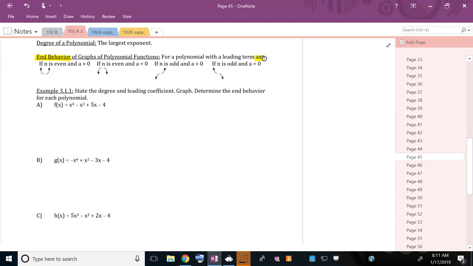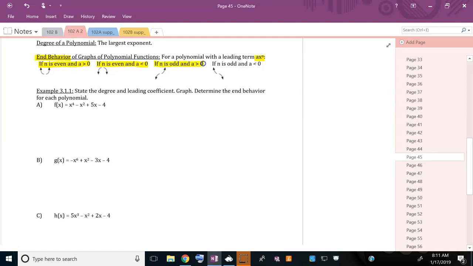So here, this polynomial has a leading term of a times x to the n power. So n is the degree, and a is the leading coefficient. If that degree n is even, and the leading coefficient a is positive, then both ends will point up. If the degree n is even, and the leading coefficient a is negative, both sides will point down. We saw these two cases with quadratics.